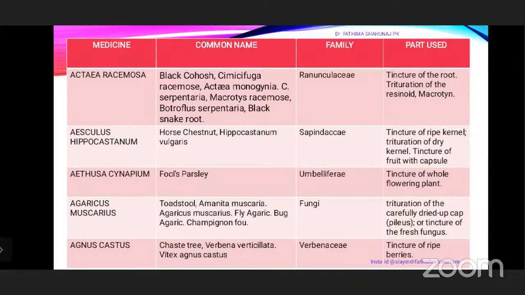And then Agaricus, it's a toadstool, and other names I have mentioned, so please go through them. It belongs to the fungi family. Here also tincture is used, from the fresh fungus. And then Agnus castus, this is the chaste tree, and Verbenaceae family. This is also prepared from ripe berries.